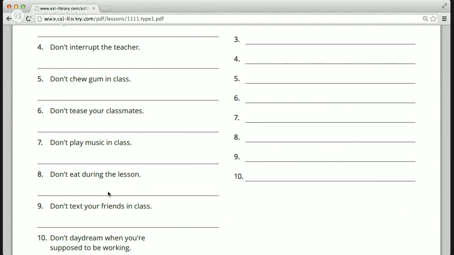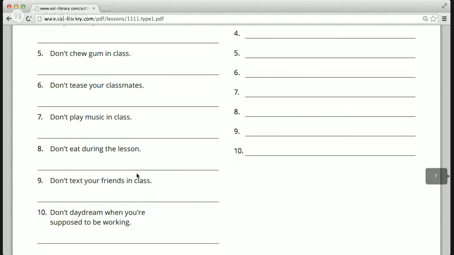Don't eat during the class, the lesson. You shouldn't eat during the lesson. Okay, good. It said class, lesson. Very good. And number 9, Miad. Don't text your friends in class. You shouldn't text your friend in class. You shouldn't text your friends. Make sure to pronounce that S. One more time. You shouldn't text your friends in class. Good, nice job.